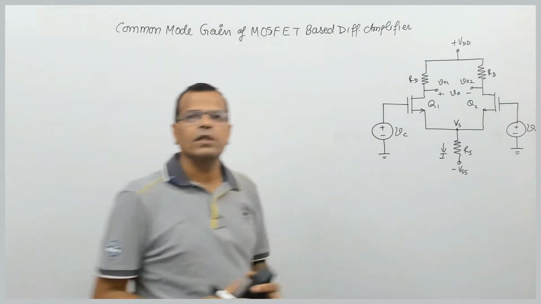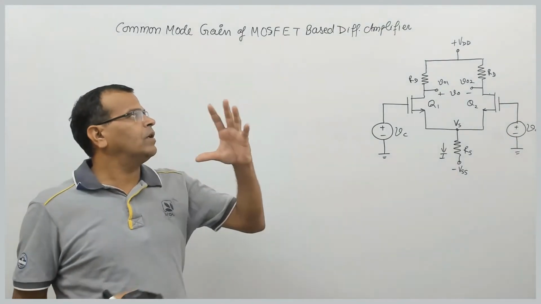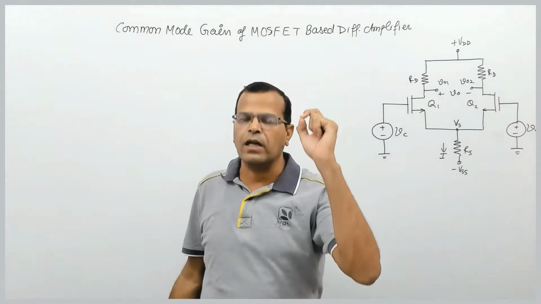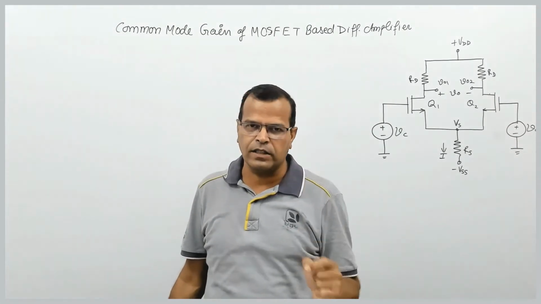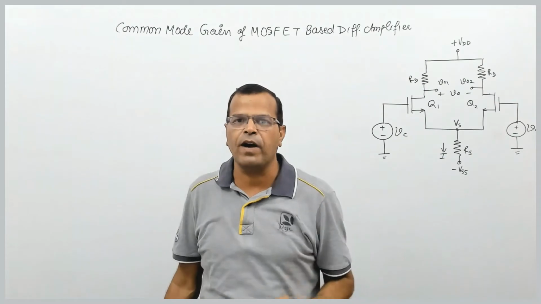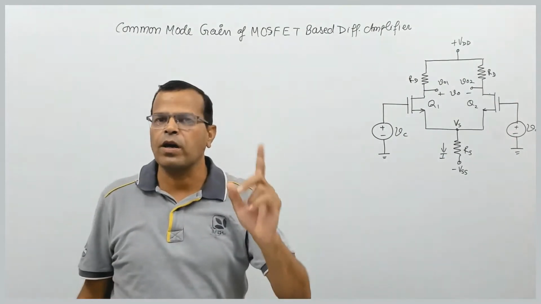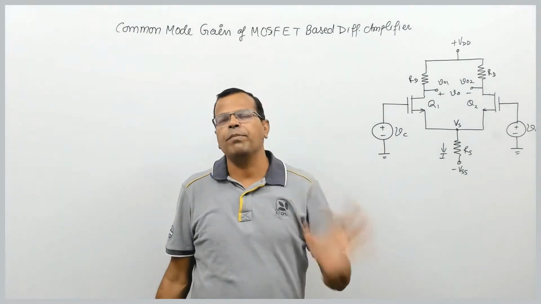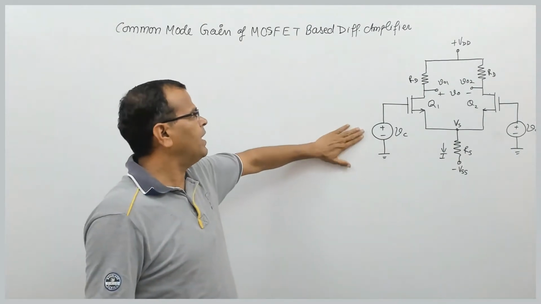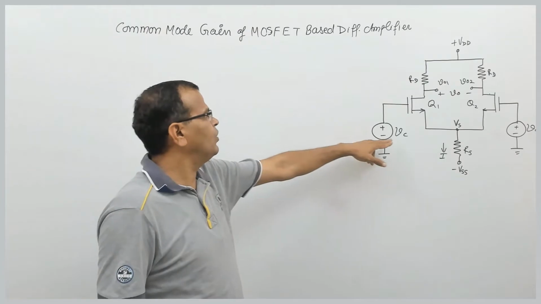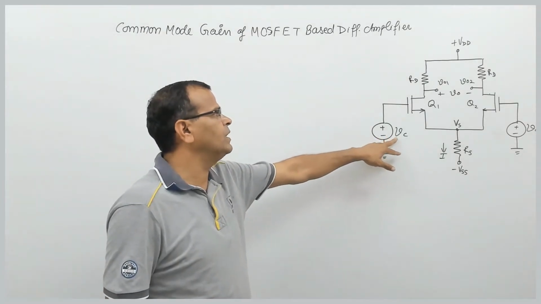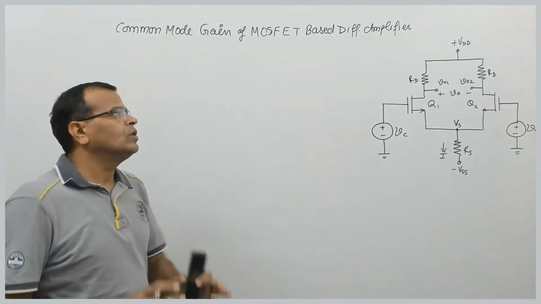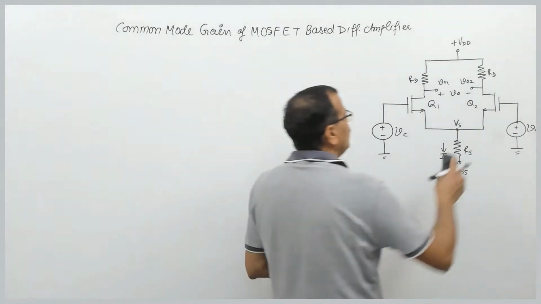Both are same. When we talk about the gain, that means the small signal analysis. When you talk about gain of any amplifier, you are talking about the small signal gain of the amplifier. So we have incremental change in input signal VC and the same change there in this input. So for common mode gain, what do we do?